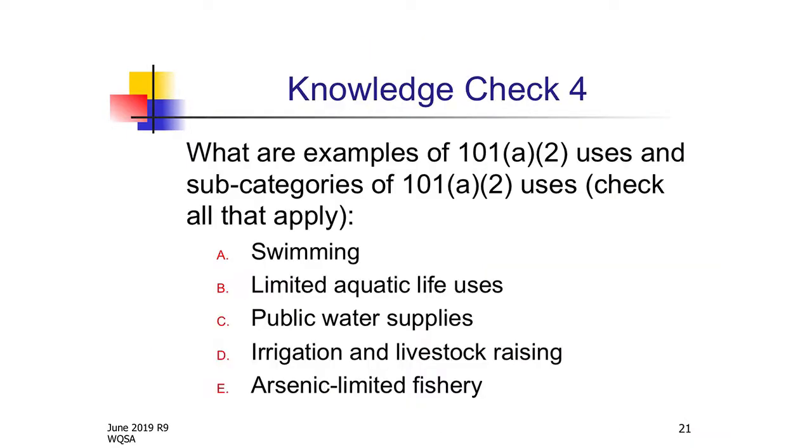So what are examples of 101(a)(2) uses and subcategories of 101(a)(2) uses? Check all that apply. So how about swimming? Swimming, yes, right. Limited aquatic life uses? Yes. Public water supplies? No, that's 303(c)(2). Not. Irrigation and livestock raising? No. And then how about a limited fishery? Yeah, it's a subcategory of aquatic life.